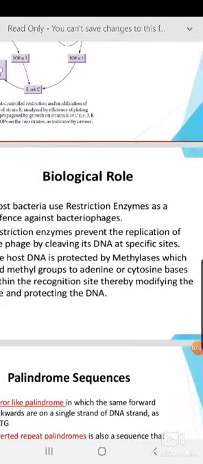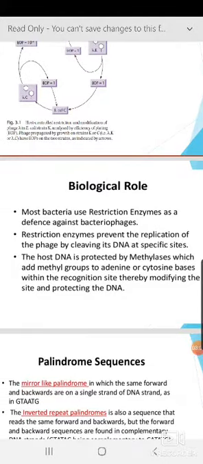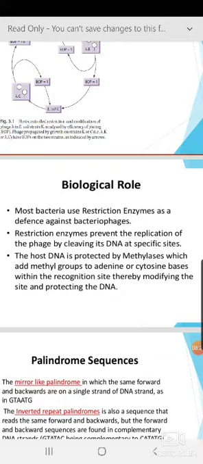Now, the biological role of these restriction enzymes: most bacteria use restriction enzymes as a defense against bacteriophage. The name restriction actually means that it restricts the growth of foreign DNA. Restriction enzymes prevent the replication of the phage by cleaving its DNA at specific sites. The host DNA is protected by methylase, which adds a methyl group to adenine or cytosine bases within the recognition site, thereby modifying the site and protecting the DNA.